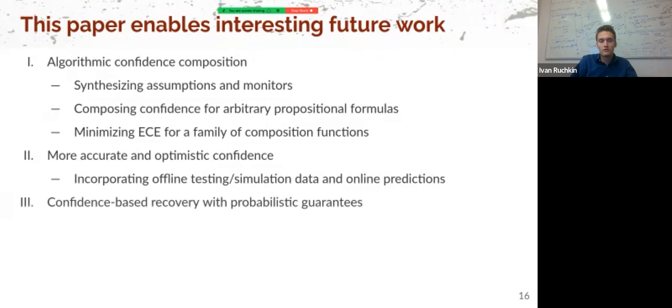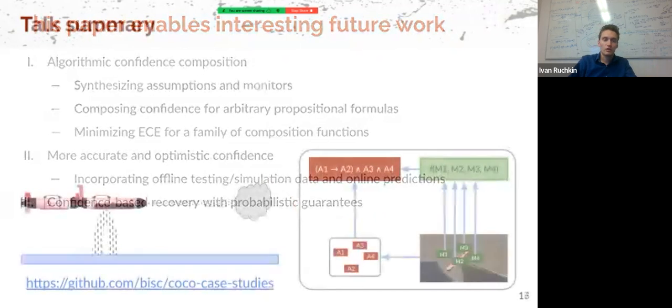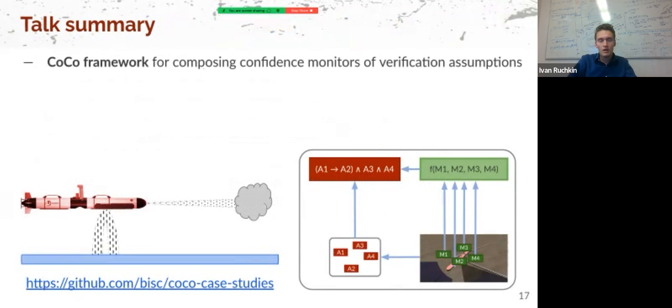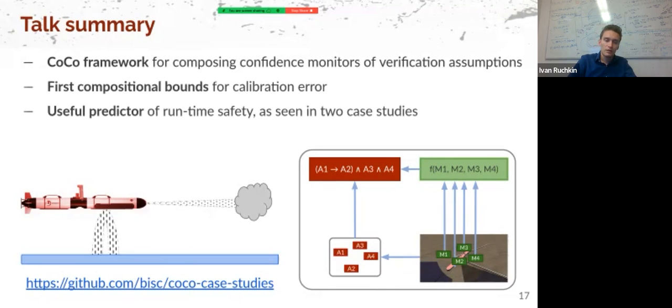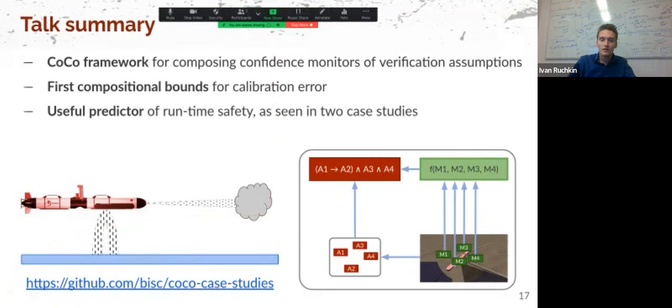Finally, once we get really good confidence estimates, we can inform recovery and control using them, and hopefully get some probabilistic guarantees on safety, even when something breaks in the system. So these are the future directions. Let me now conclude the talk. I told you about the CoCo framework for composing confidences and verification assumptions of autonomous cyber-physical systems. In this paper, we derived the first bounds of the kind that I showed for calibration errors. And we also showed that the composed confidence is a useful predictor of runtime safety based on the two case studies. The data is available on my GitHub, and thank you for listening.